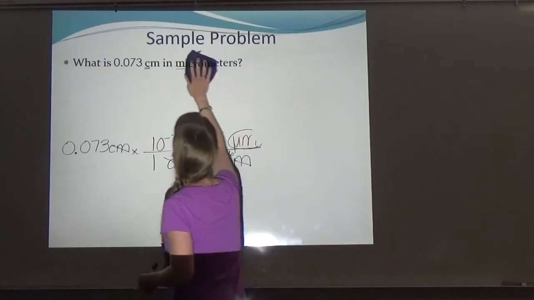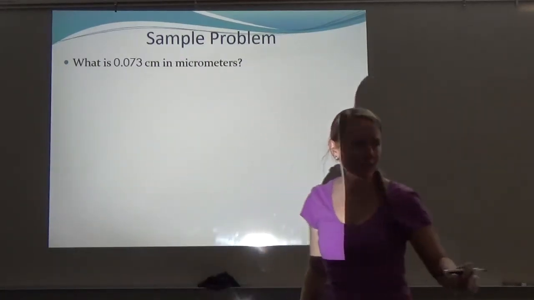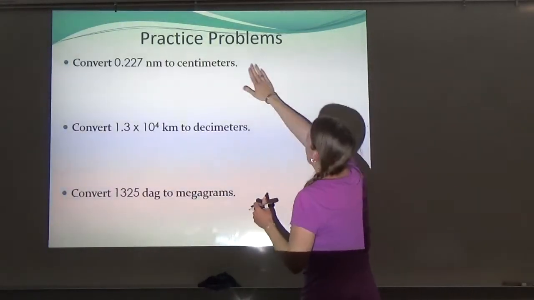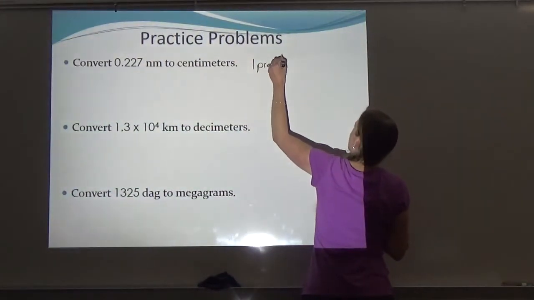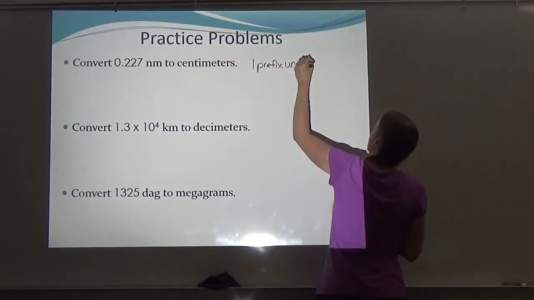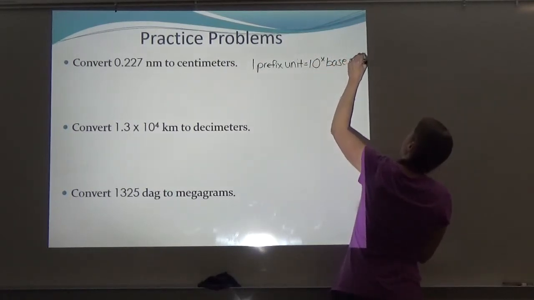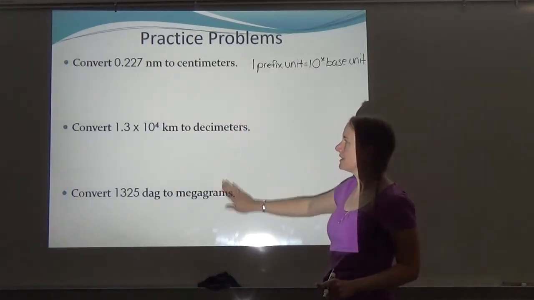I don't know why I just erased my 1 prefix unit equals 10 to the x base unit, because I know I'm going to rewrite it. All right, so I'll just go ahead and rewrite that first. So 1 prefix unit equals 10 to the x base unit. All right, so let's look at this one together, and then you probably want to try these two.